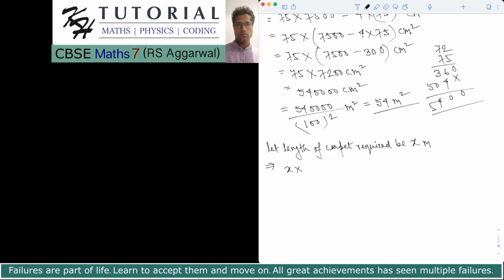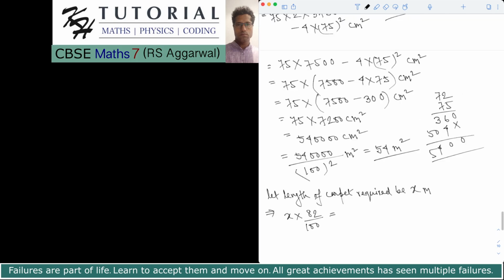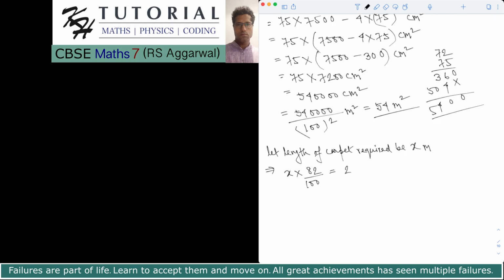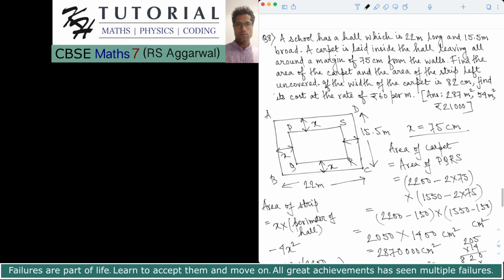will be x multiplied by 82 centimeter, and 82 centimeter in meter is 82 by 100. So this is the area of the carpet, and this should be equal to the carpet area we have already found, which is 287. So this implies x will be equal to 287 multiplied by 100 divided by 82.